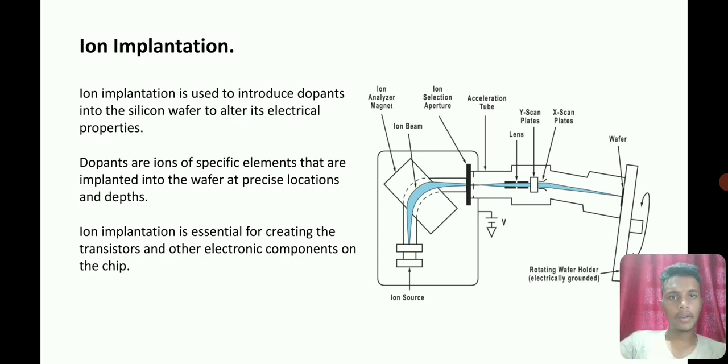Implantation. Implantation is used to introduce dopants into the silicon wafer to alter its electrical properties. Dopants are ions of specific elements that are implanted into the wafer at precise locations and depths. Ion implantation is essential for creating the transistors and other electronic components on the chips.